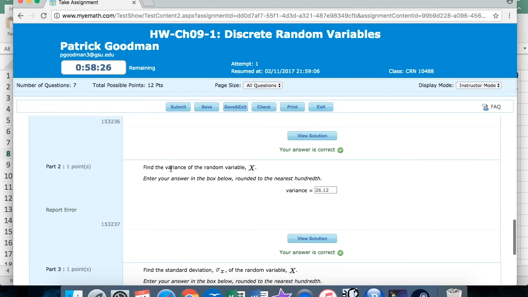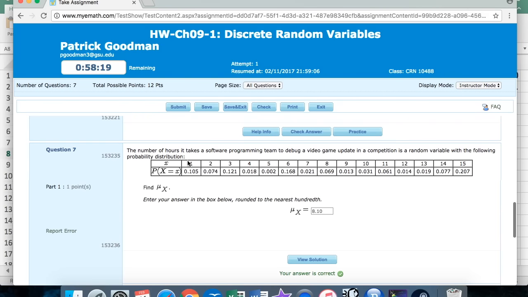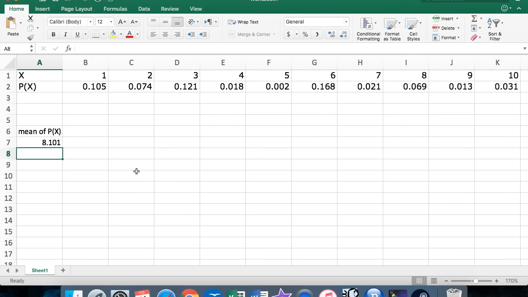It asks you for the variance of the random variable x. So there's a long drawn-out formula where you basically take each one of these x values, square it, multiply by its probability, and subtract the mean squared. So remember before how we found the mean by hand? It was take this x value, multiply it by your p of x, sum it to the next one: 2 times its respective probability, 4 times its respective probability, and so on. So you do all of that.